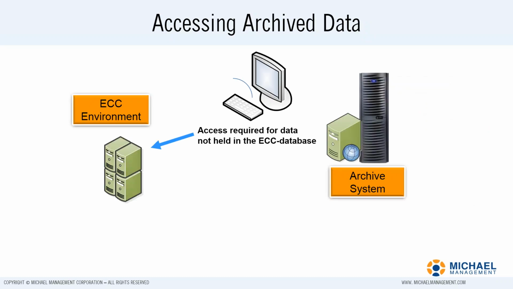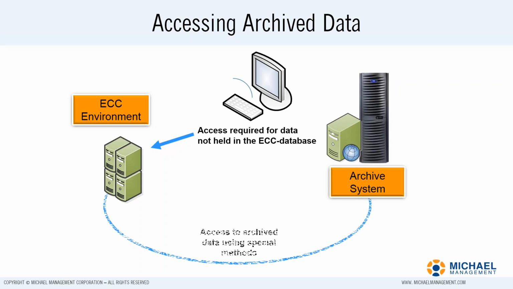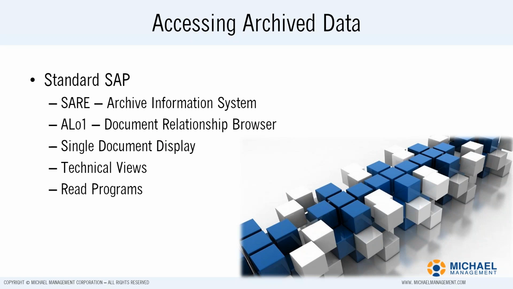So once we've finally archived the data and we have our archive file sitting in an archive system and we have our ECC environment, what methods or ways can we actually access that information, and what changes to the user community is something that we need to flesh out with user acceptance testing. So the standard access method provided by SAP is the Archive Information System. That is the core of retrieval for data from the archive. It's transaction SARI.